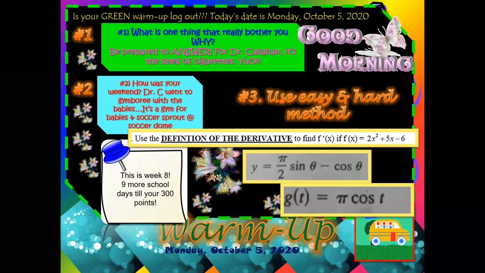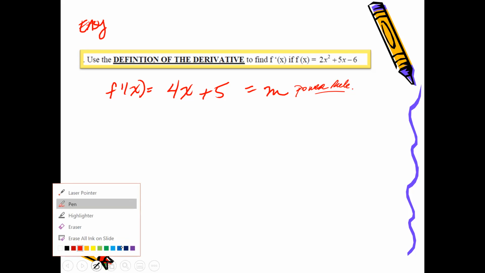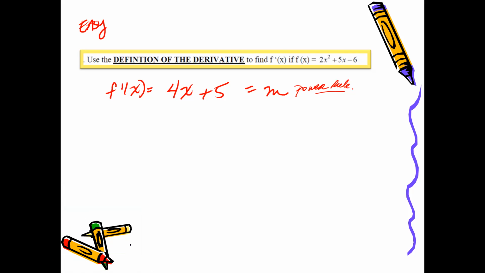All right, let's go ahead and take a look at the question here. The third one says use the definition of the derivative to find f prime of x. f of x is 2x squared plus 5x minus 6. Now at this point you should know how to do this fairly simply by using the power rule. However, if the question is asking you to find the derivative using the definition of the derivative, make sure you still remember how to do that.